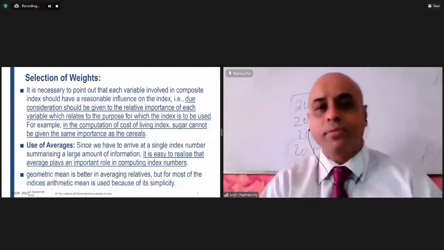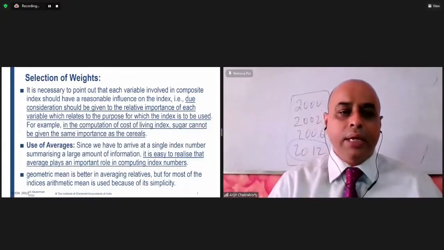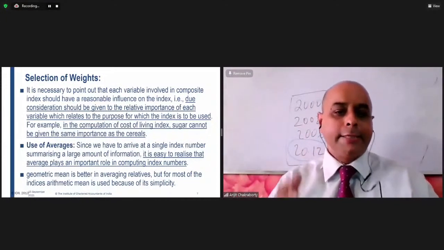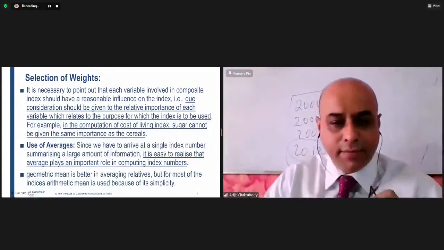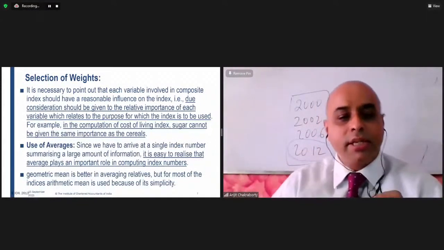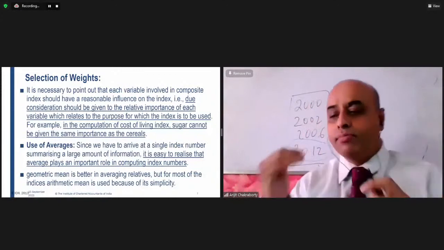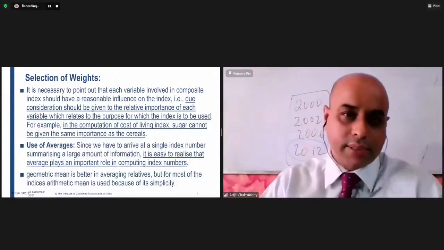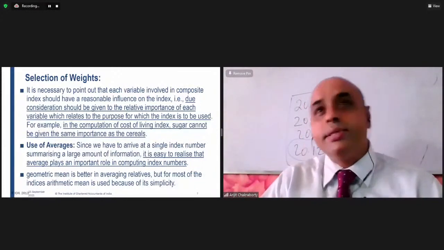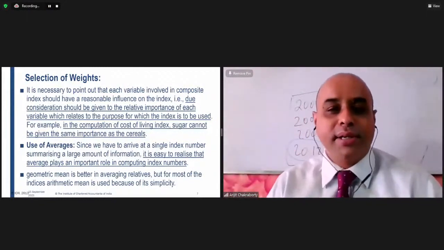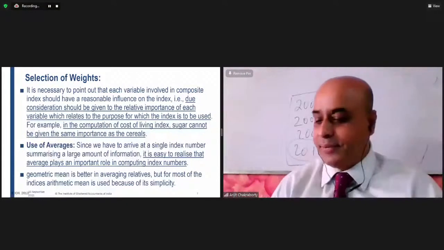But always remember, from the index numbers point of view, geometric mean, that is GM, geometric mean, is better in averaging the relatives. But for most of the indices, arithmetic mean is used because, as you can easily understand, arithmetic mean is easy to calculate. Okay, it is easier because of simple concept, and the calculation is easier than geometric mean.